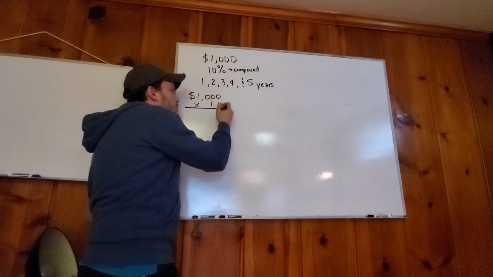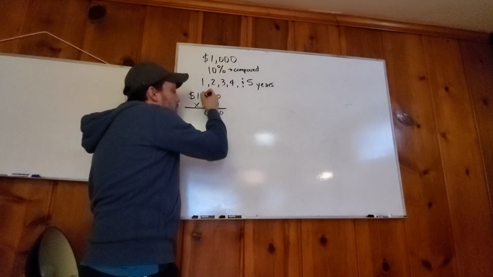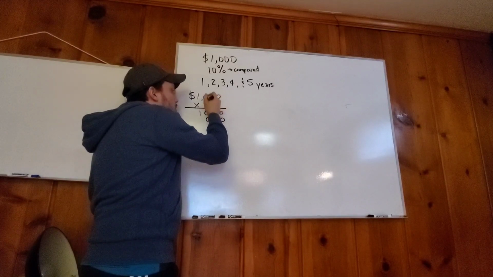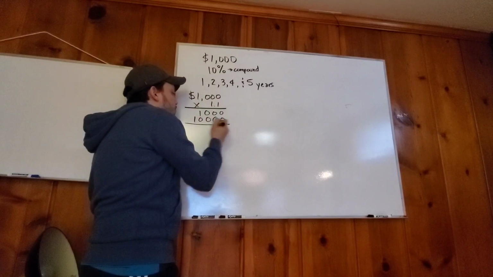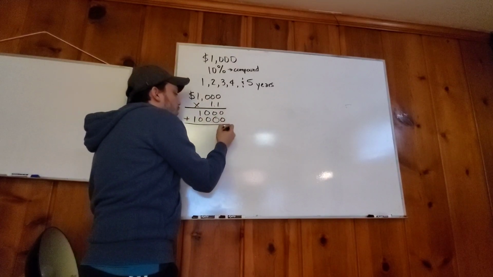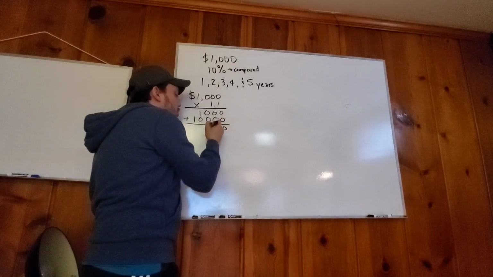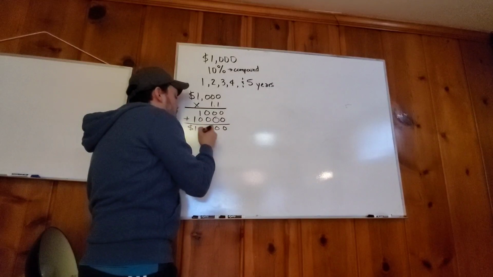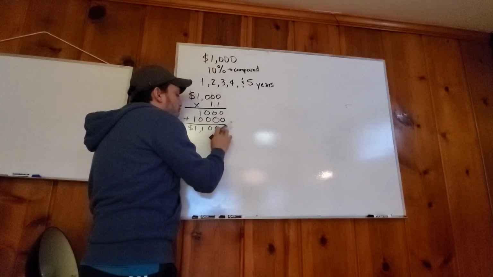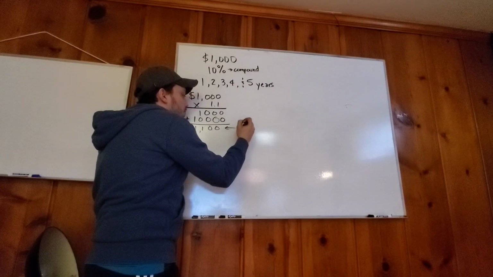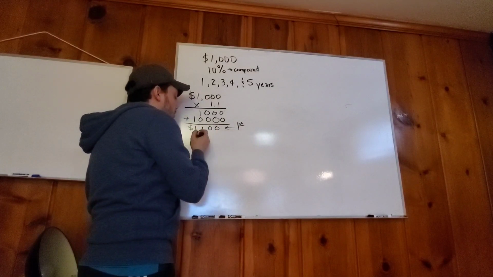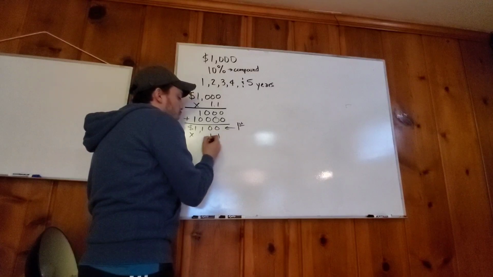So 1 times 0 is 0, 1 times 0 is 0, 1 times 0 is 0, 1 times 1 is 1. Placeholder. 1 times 0 is 0, 1 times 0 is 0, 1 times 0 is 0, 1 times 1 is 1. We add them together. 0, 0 plus 0 is 0, 0 plus 0 is 0, 1 plus 0 is 1, 1 plus 0 is 1. And so we add them all together. How many decimal places? Just 1. So we get, after the first year, $1,100. Then I'm going to multiply that again by 1.1.